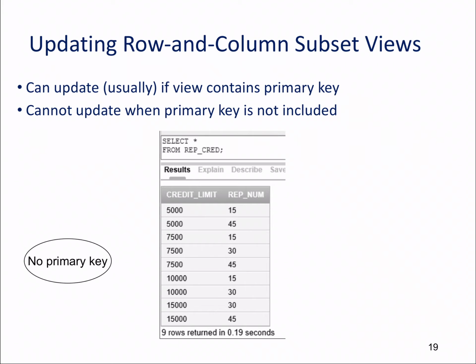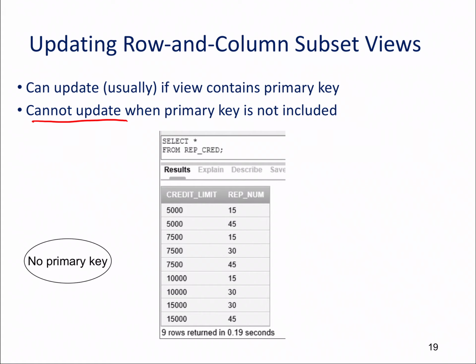Basically, you can update the view if the view contains a primary key. That is because if the primary key is not included inside a view, some of the data will be merged together. Therefore, when you try to update the base table through the view, the database does not know which record it will be updated to. So that will cause an error. Therefore, you cannot update the view when the primary key is not included.